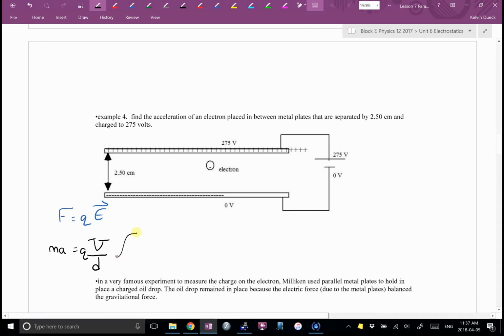So you're telling me that the acceleration is going to be QV divided by the mass times d. Q. It's an electron.